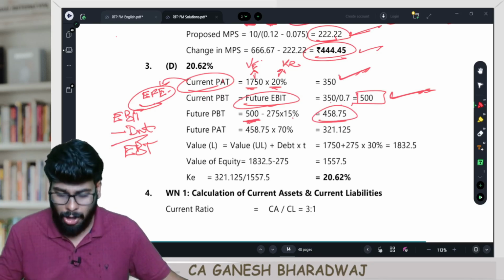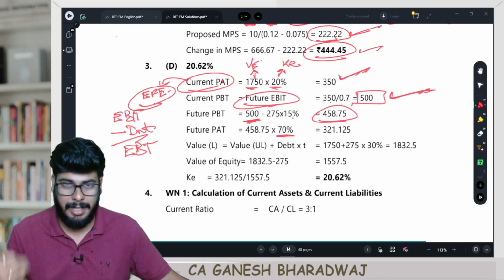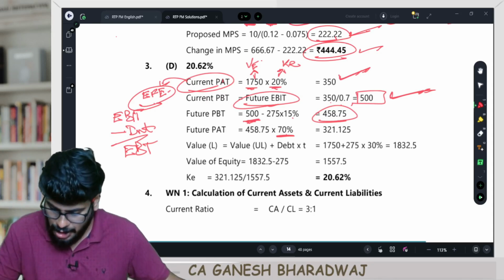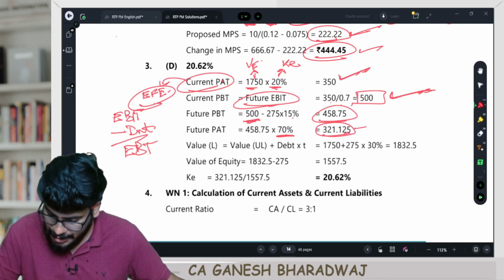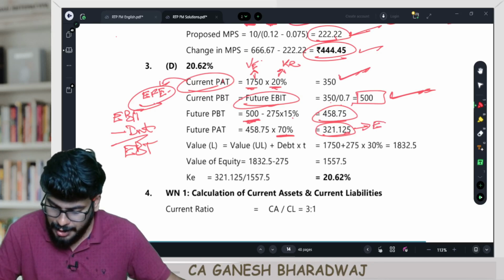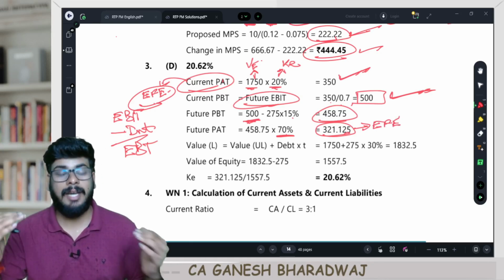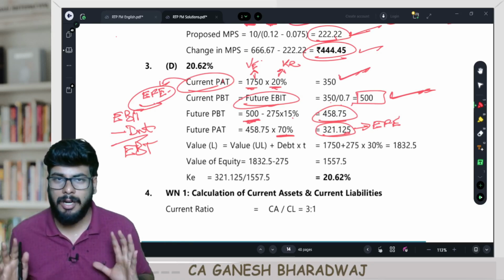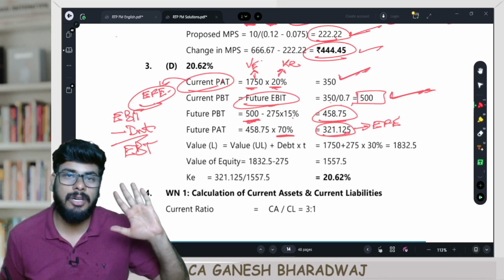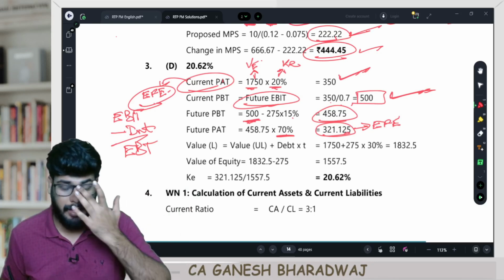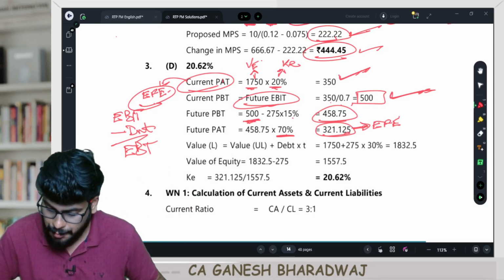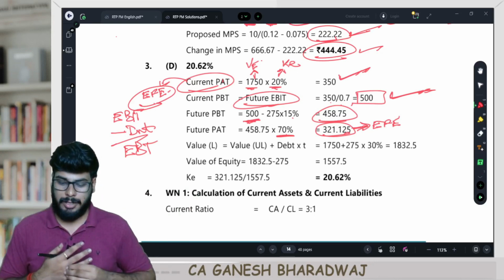Now on that, if you apply 70%, that is after reducing 30% of tax, you get the future profit after tax, and this will also be your earnings for equity. Why? Because profit after tax, earnings after tax minus your preference dividend will be your earnings for equity shareholders. There is no preference dividend here. So now obviously this is going to be your earnings available for equity shareholders, correct?